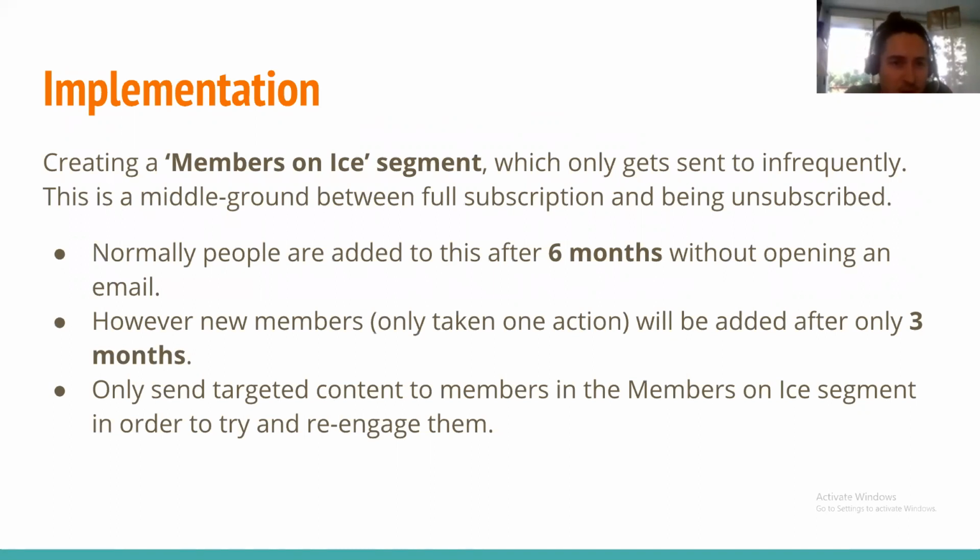Essentially what this involves is defining a new level of subscription, somewhere between your full email list and being completely unsubscribed. The way you could set this up, for example, is you say that people who aren't opening emails, you're going to stop sending them emails, or put them into this sort of holding pen, after 6 months of not opening any emails. However, you might say that your new members that have only taken one action and haven't re-engaged, you might add those more quickly because, going back to the graph I was showing just before, as time passes they are less likely to become active.